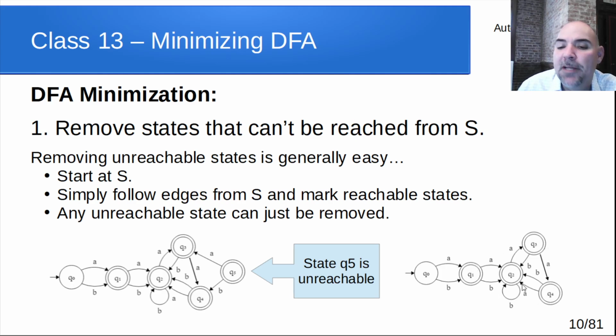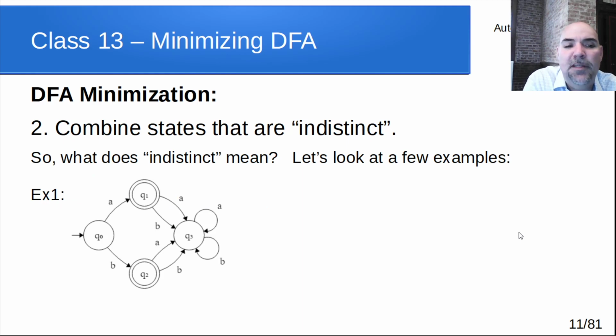So we haven't minimized it yet, but we've gotten rid of some things. So the next part of this is combining states that are indistinct, or states that there's no reason to have 2 of, where they kind of are doing the same thing. And that's what we're going to do next. So the first thing I want to cover is, what does indistinct actually mean? So that word indistinct, probably the best way to understand that is to do a few examples. So let's look at a couple examples of this.